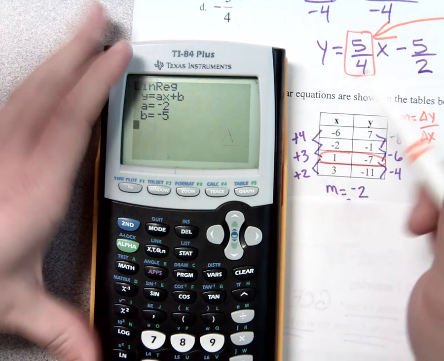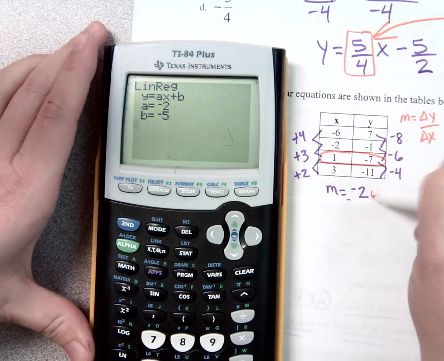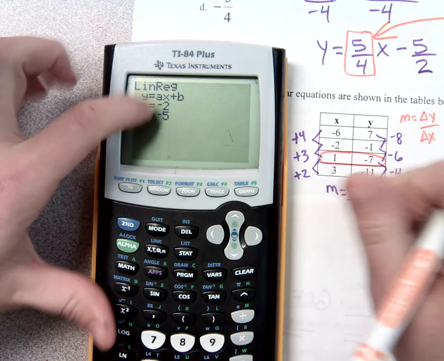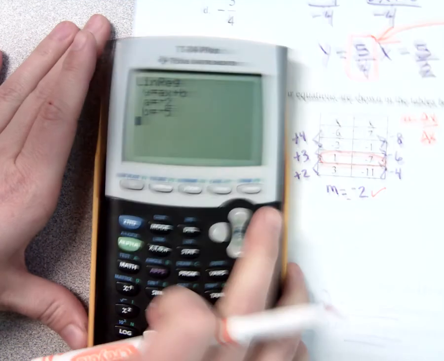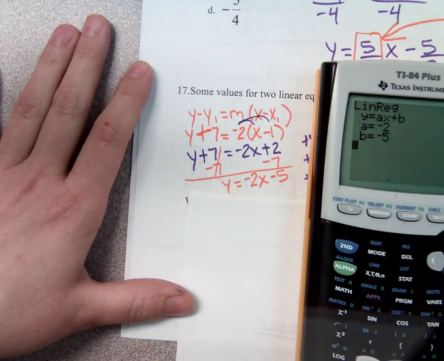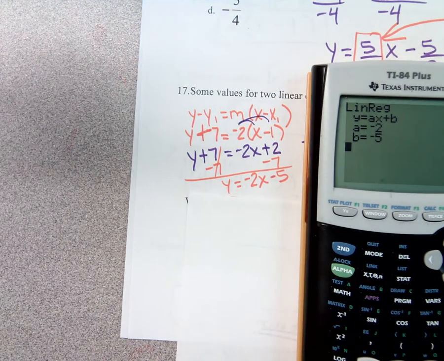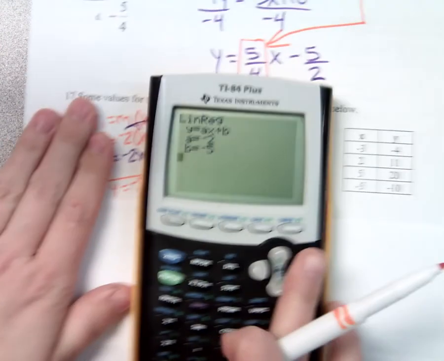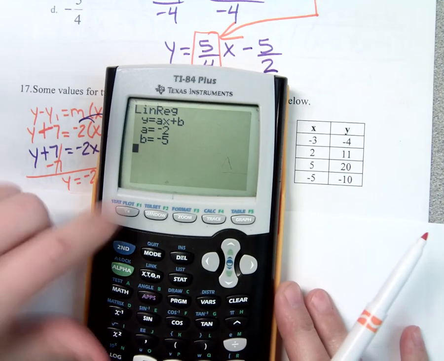And you can see that the slope is negative 2, which we found by hand. And you can see b, the y-intercept, is negative 5, which is exactly what we found when we did the problem by hand. So you can do it by hand, no big deal, or you can make your calculator do it. I'm going to make my calculator do all the work on this next one.